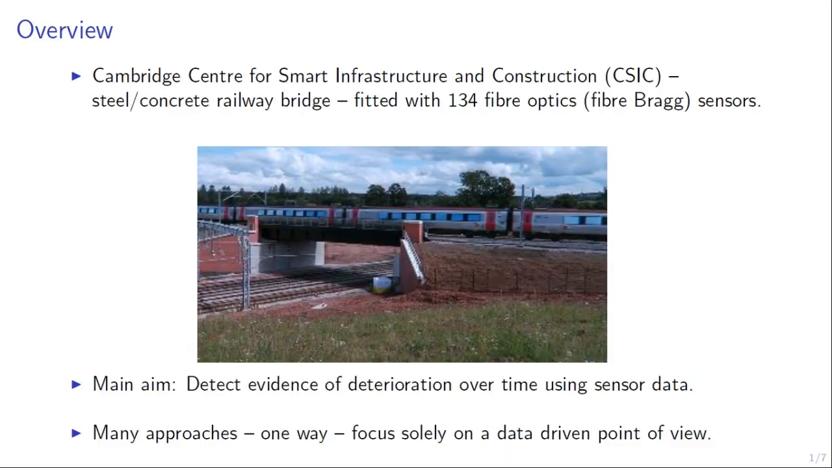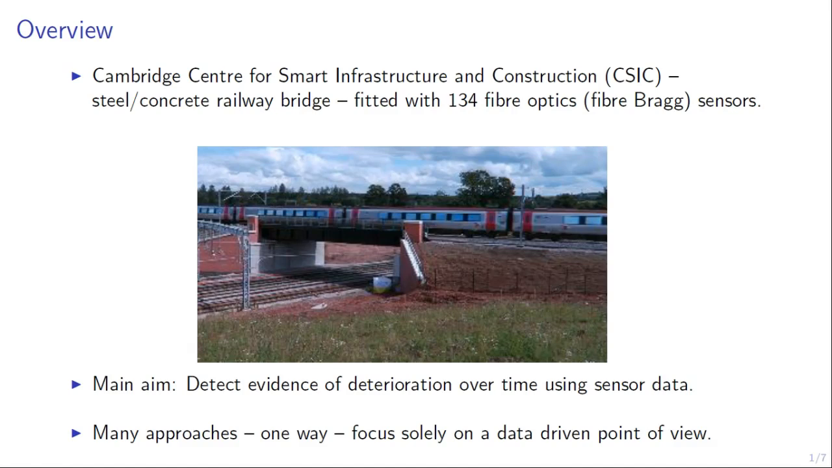So I'm going to be talking about a particular project I've been working on since 2.5 years ago. And this is in collaboration with a unit here in Cambridge, the Centre for Smart Infrastructure and Construction. They approached me with data from this steel concrete railway bridge, which during its construction was installed with a fibre-optic network. So this is fibre Bragg gratings, if you know the technology. And there's approximately 130 of these sensors.